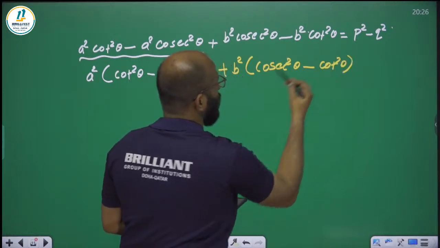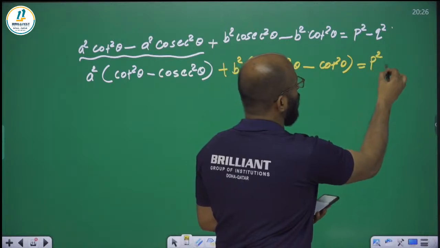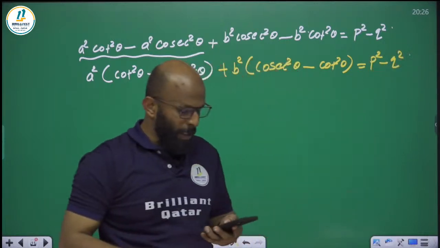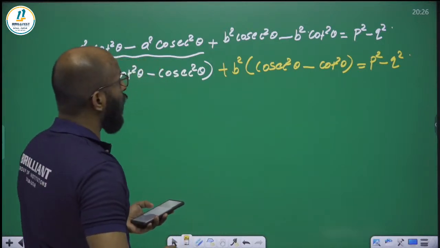B is cosec square theta minus cot square theta is equal to P square minus Q square. Most of the answers are coming. Option C, Mohammad Arsh. Yes, Rachana Sabu, option C.